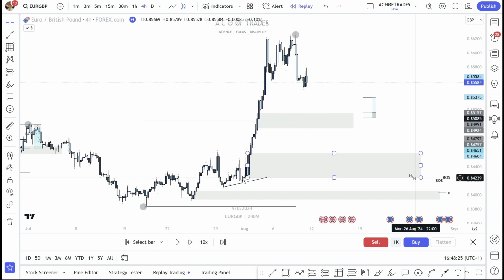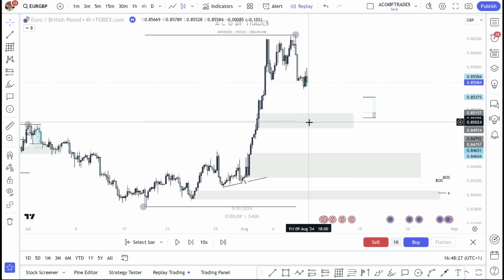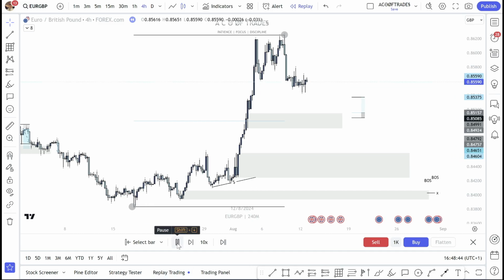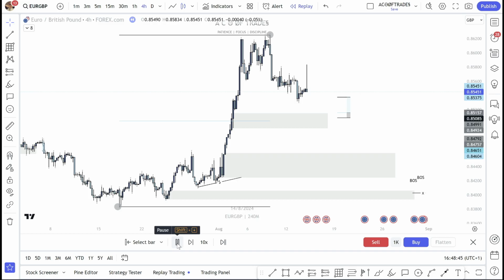I wouldn't be shorting past the equilibrium because we know once we get below the 50%, that's when the fair price comes back in, the discounted price, and people might start to look to long. So it's just more risky. And because we do trade multiple pairs, there's no point taking risky setups if we don't need to. I'd rather wait for the extra confirmation. So let's just play it forward for a second here.